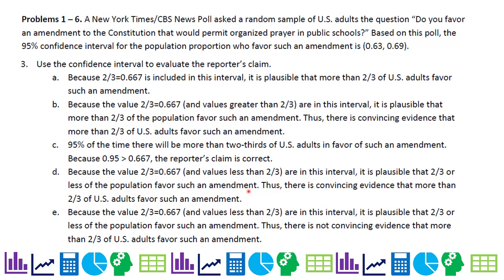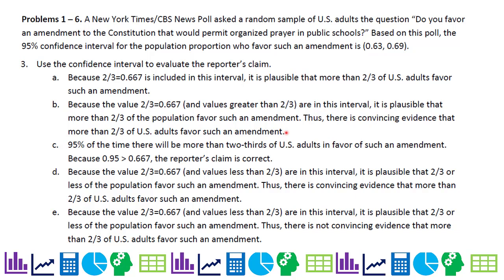All right, let's see. Part B. So because 2/3 and values greater than 2/3 are in this interval. See, this one only says 2/3 and it doesn't say value in the interval. It is plausible that more than 2/3 of the population favors such an amendment. Now here's the problem. This one says there is convincing evidence that more than 2/3 of the U.S. adults favor such an amendment.